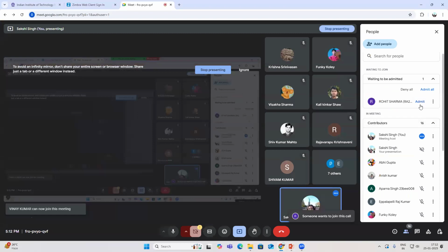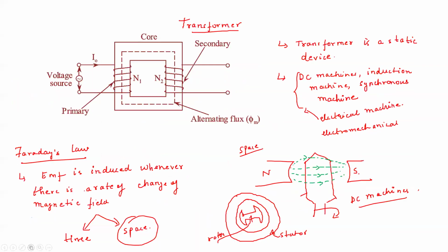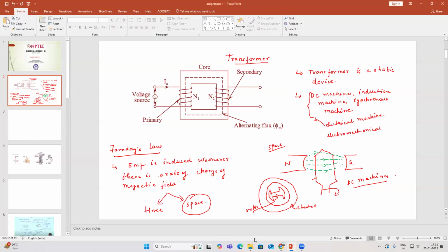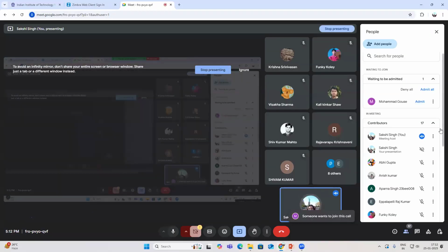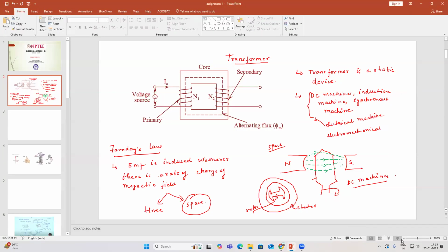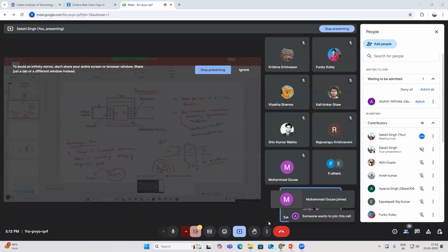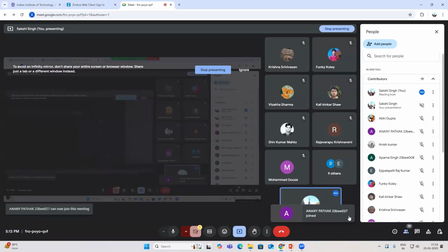Okay, so that is what I wanted to say. Now coming back to the transformer. If we come back to the transformer, you will see that there is no rotating part. So there is no rotating part means, okay, let us admit the people.